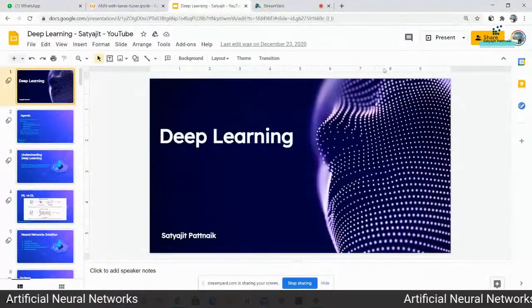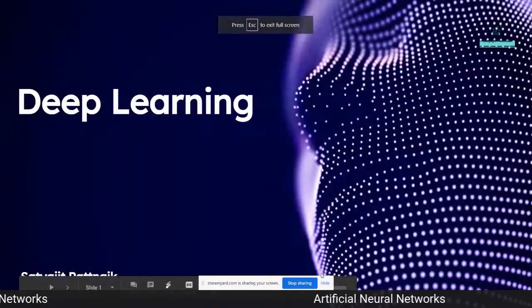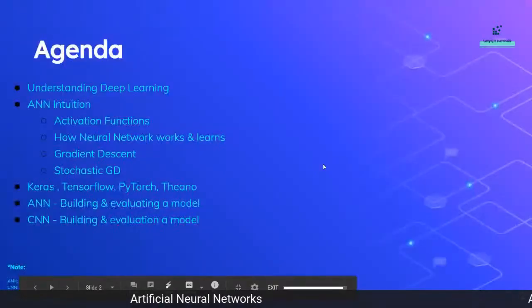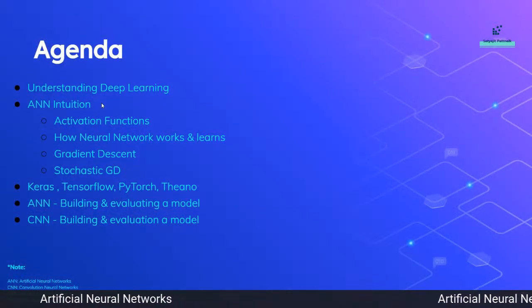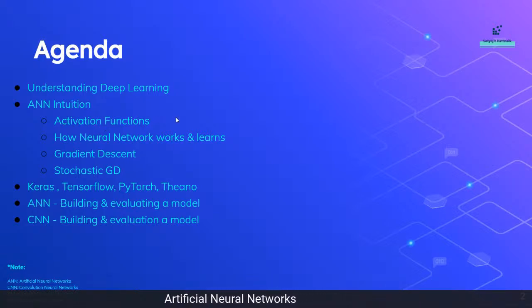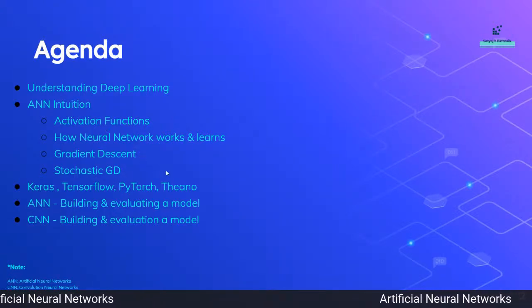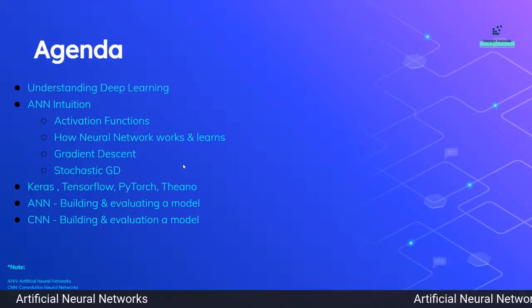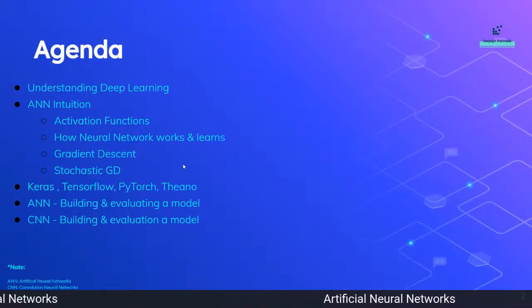Okay, so let's get started, guys. The agenda I just talked about: we will understand the basics of deep learning, what ANN is and its intuition, activation functions, how a neural network works and learns, stochastic gradient descent and GD, and we'll also understand what Keras, TensorFlow, PyTorch, and Theano are. Again, we'll try to build and evaluate an ANN model, and then we will see how Keras Tuner can be used to fine tune a model.